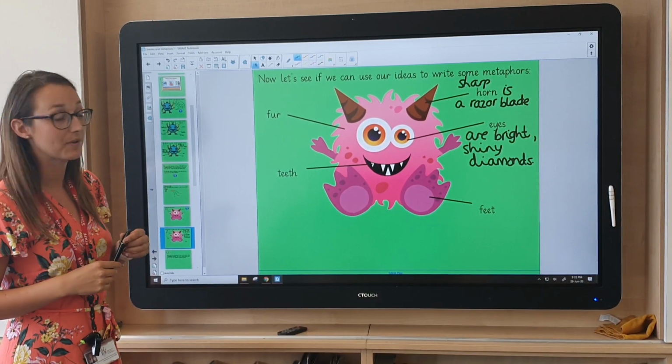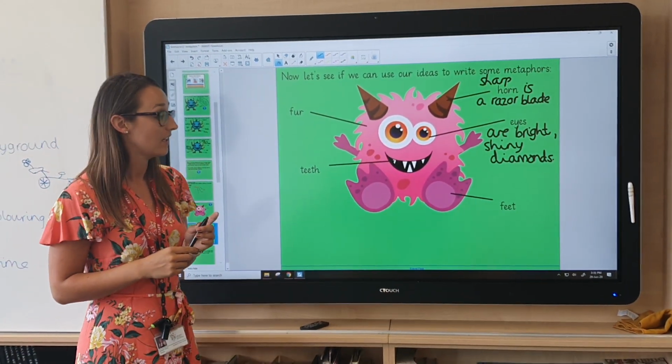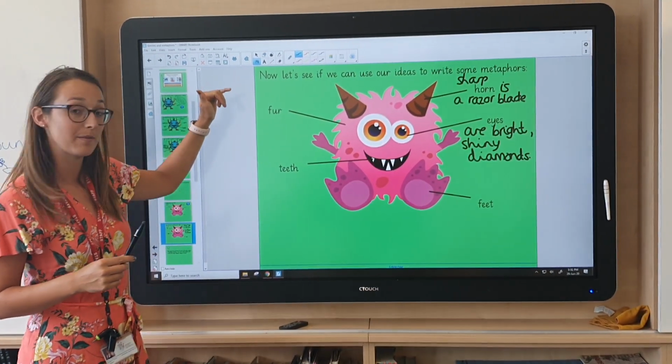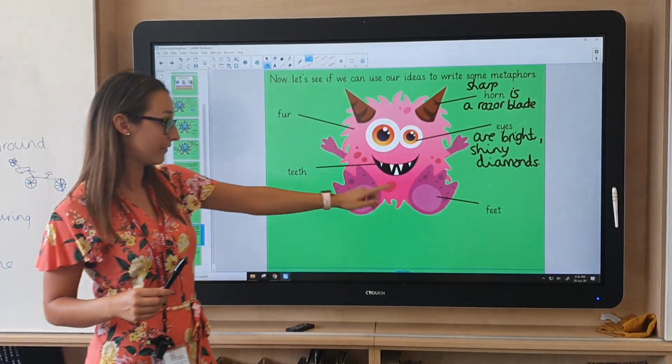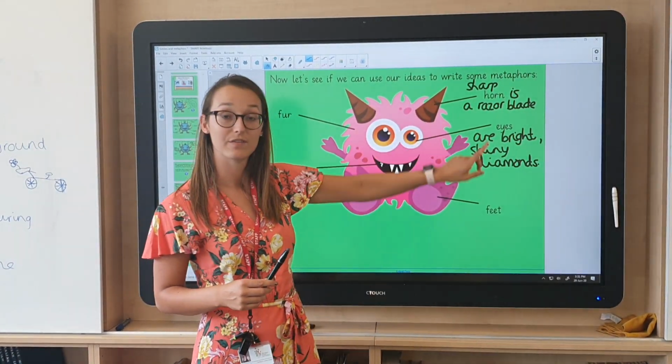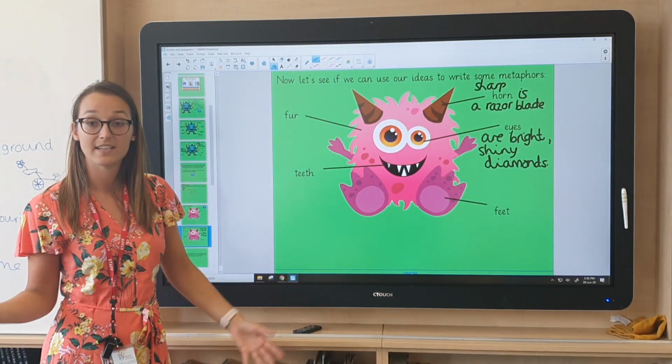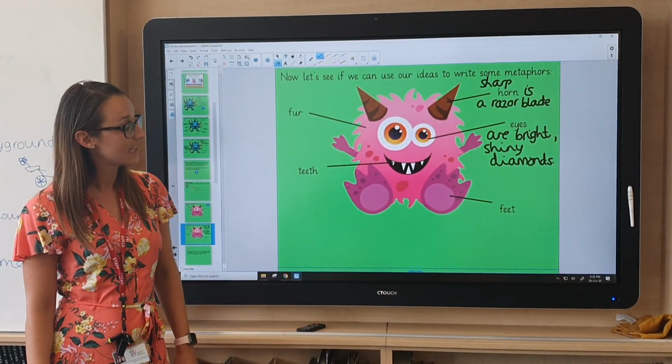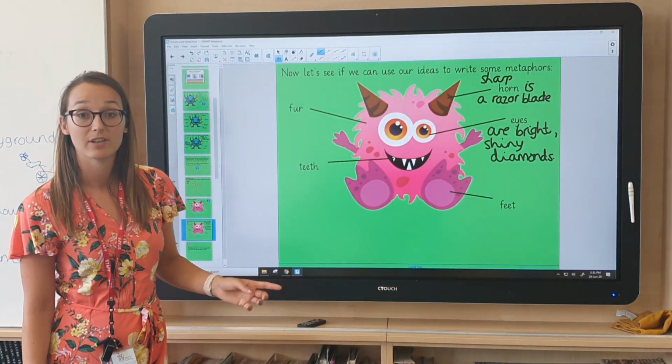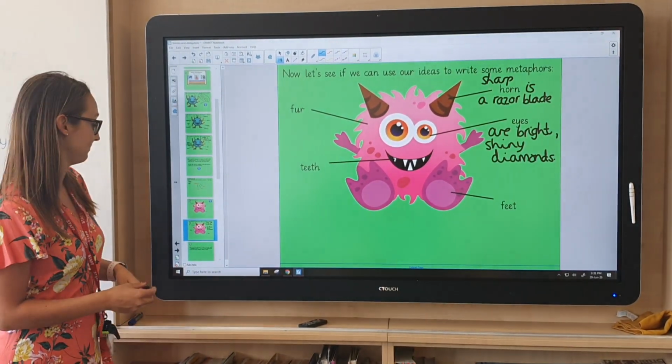Okay, so what we need to do, again, this isn't the main activity. If you just have a go, see if you can write something maybe for his fur, teeth, feet, or if you want to do some of your own for the horns and eyes, or if you found any other nouns, that's brilliant. Okay, so I'd like you to have a go at those, either think of them in your head or write them down, and pause me there.